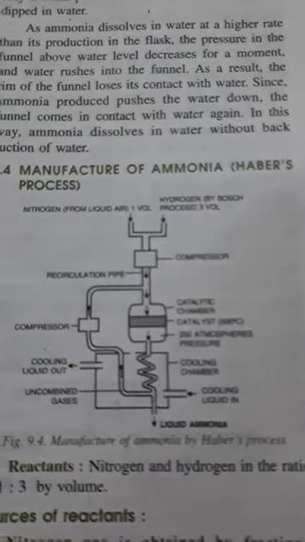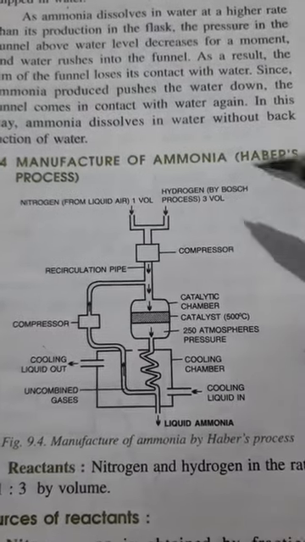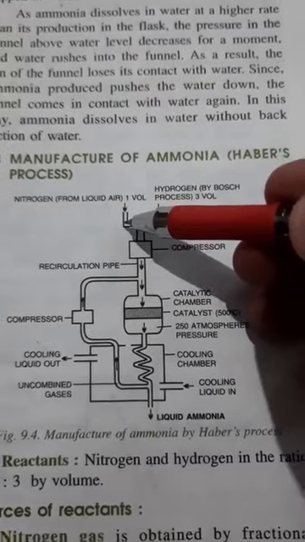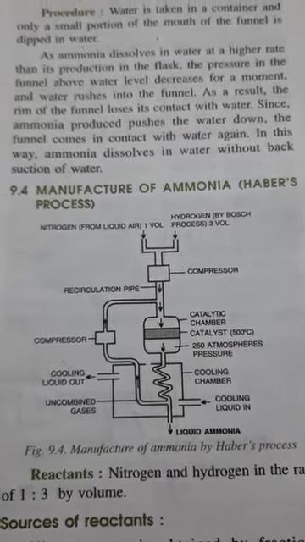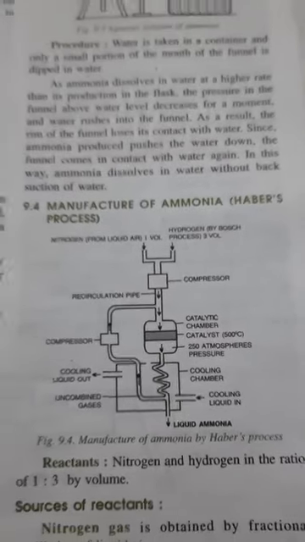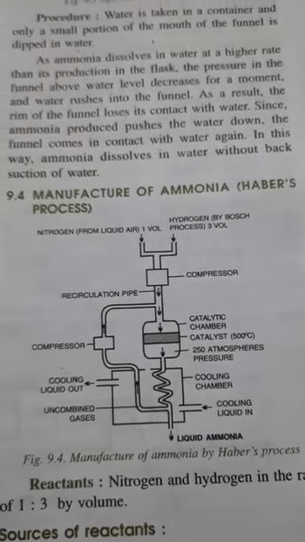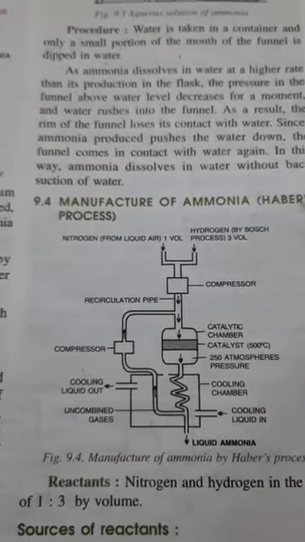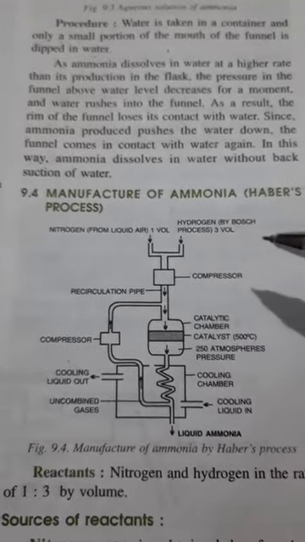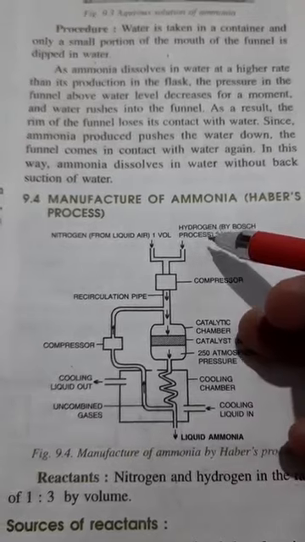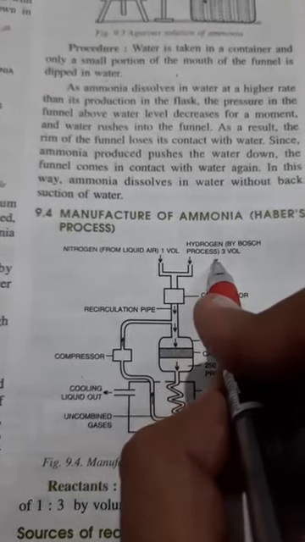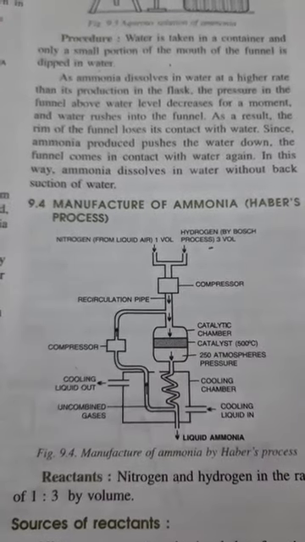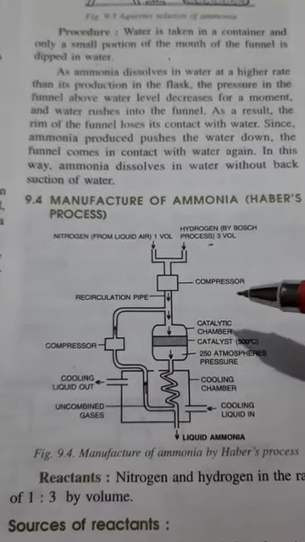Now I will be explaining directly through the diagram. See, very easily you will understand through the diagram. From one side we will be taking liquid nitrogen. From where? By fractional distillation, the liquefaction of air, right? And hydrogen we will be getting from the Bosch process. You know that Bosch process, you have done it in ninth class. It is a very easy topic, you can see it in ICSE books easily.